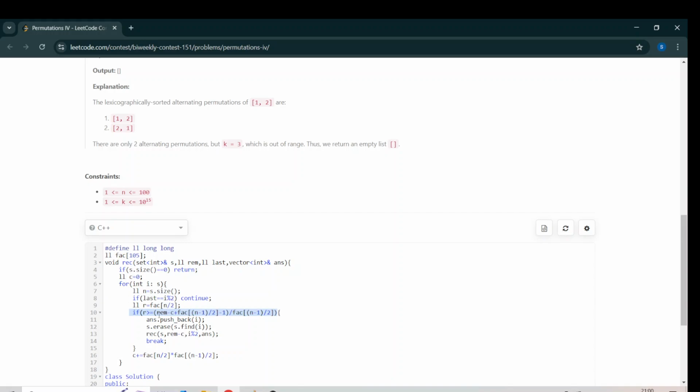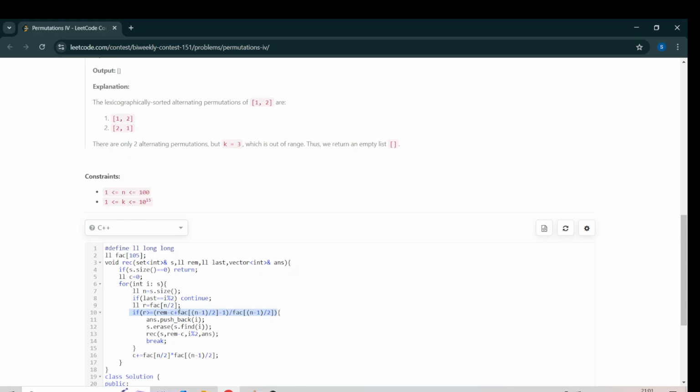Okay, now if the factorial of n by 2 into factorial of n minus 1 by 2 is greater than the total number of remaining elements, we know that this is the starting element, so we are pushing back i to our answer. Now we have to erase this current element from the remaining element set, and we call recursion with s, comma, remaining minus c, and parity will be i modulo 2, and answer.